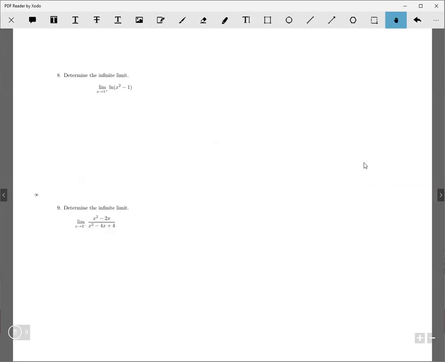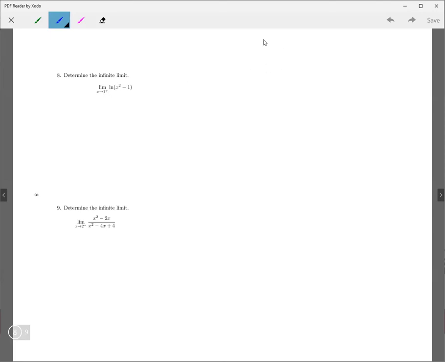Okay, let's go on to the next part, number 8. So here, you're just trying to figure out particular limits. This first one, these are infinite limits, so the answer is either going to be infinity or negative infinity. But let's not guess. Let's do this in an organized way.